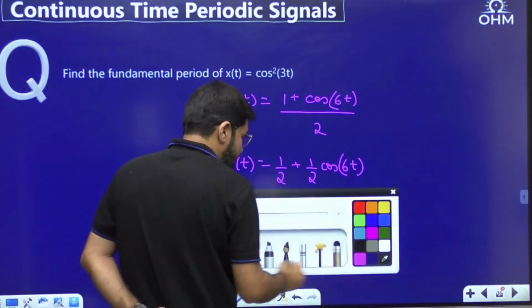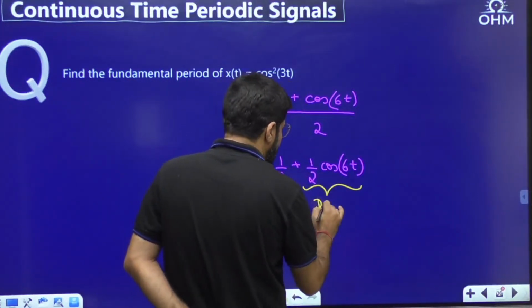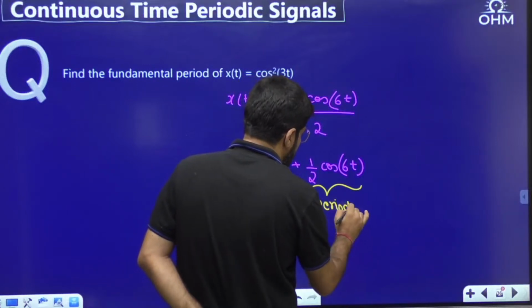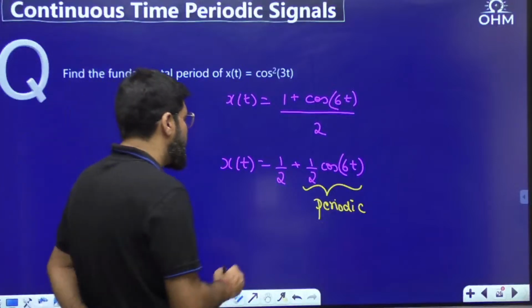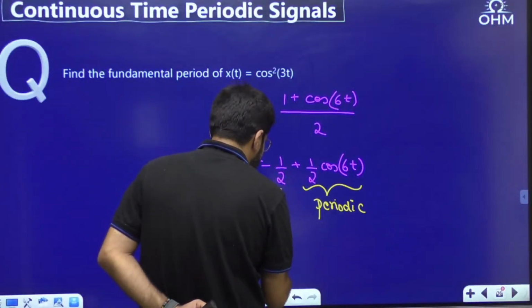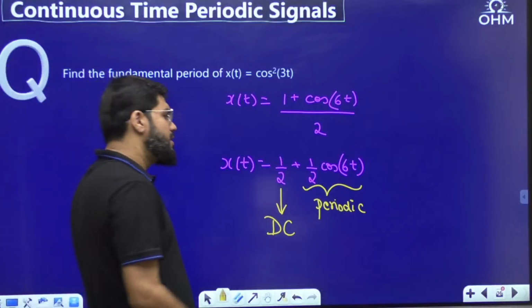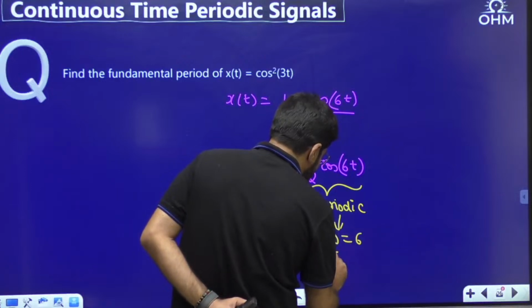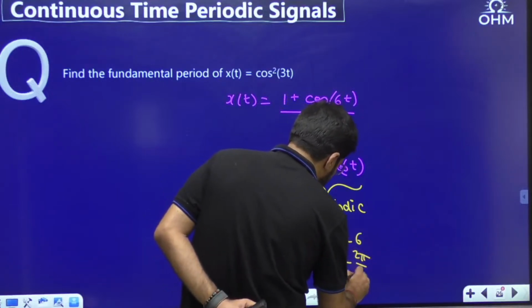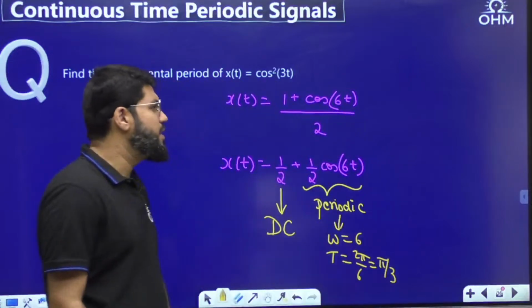Now, is this part periodic or not? This is a cos omega t, so it is always periodic. And what is this part? This part is the DC part. This is periodic, and with how much period? With the angular frequency 6 and the time period equal to 2 pi by 6, that is pi by 3.